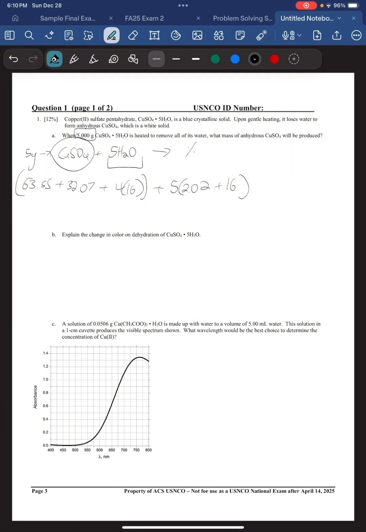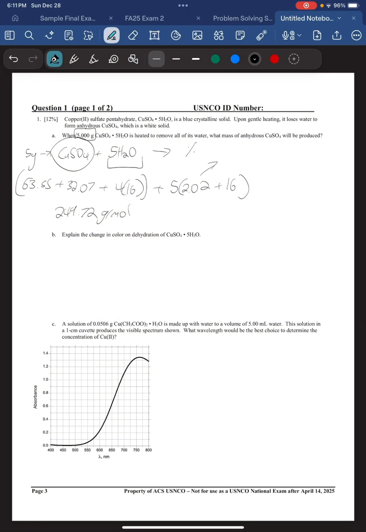and again, if you need to pause the video or just wait for me to do the calculation, whichever one. It comes out to 249.72 grams per mole. So this is the total mass of the copper sulfate pentahydrate. So now we have to find what percent of that mass is the water.